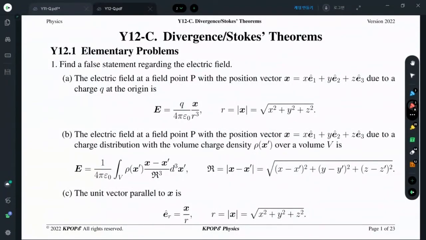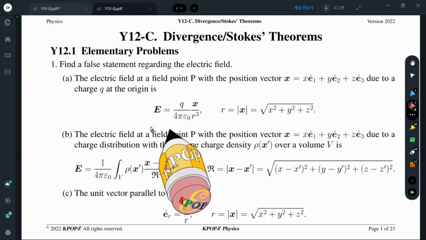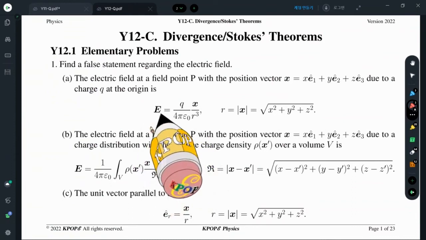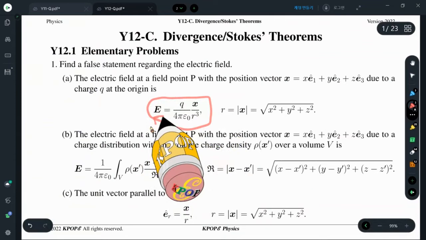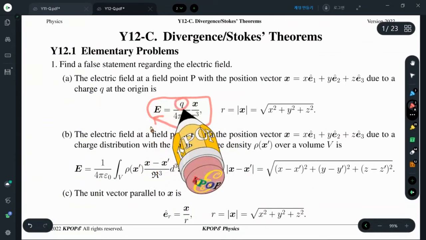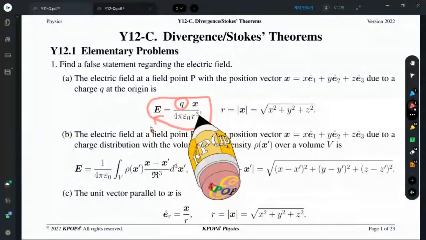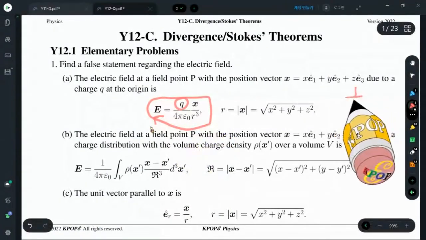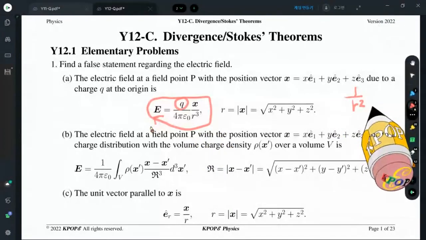Okay, we study divergence and Stokes theorems. According to Coulomb's law of electrostatic force, the electrostatic field due to a charge Q placed at the origin is like that. We know it follows the 1 over r squared, that is the inverse square law.